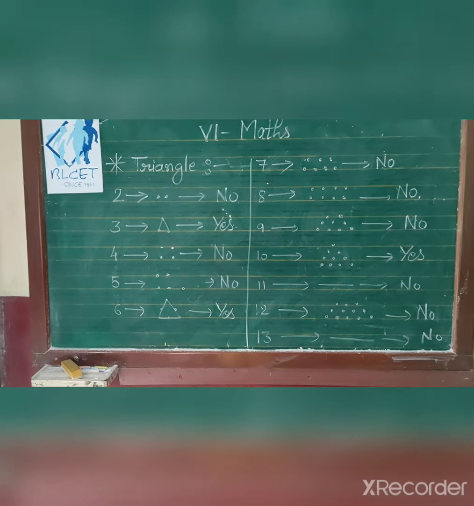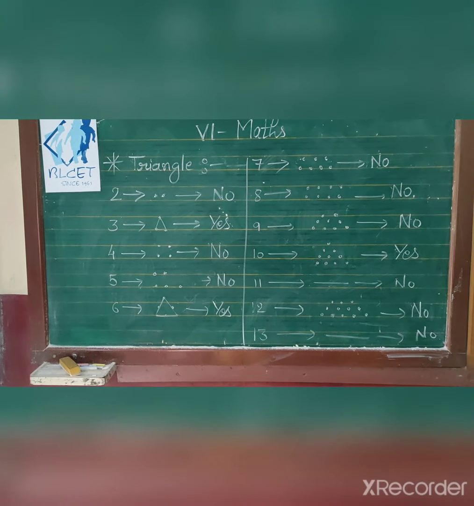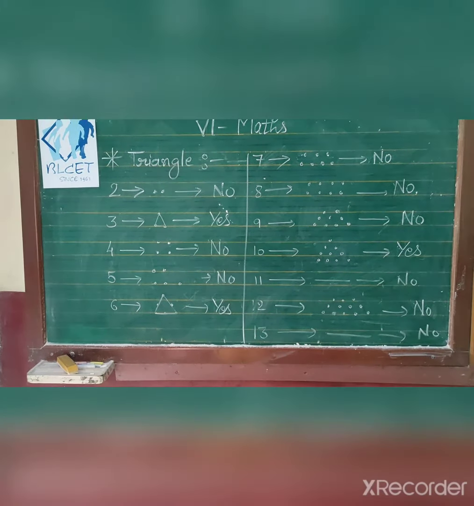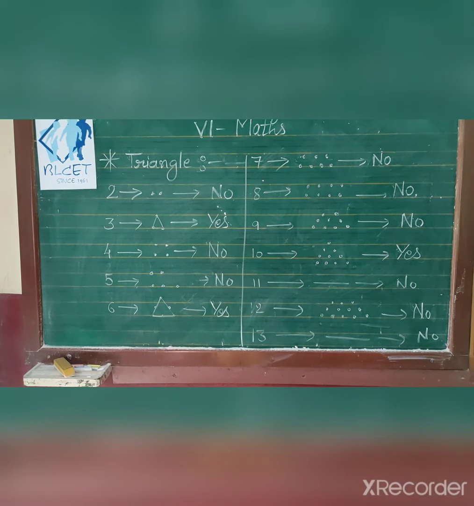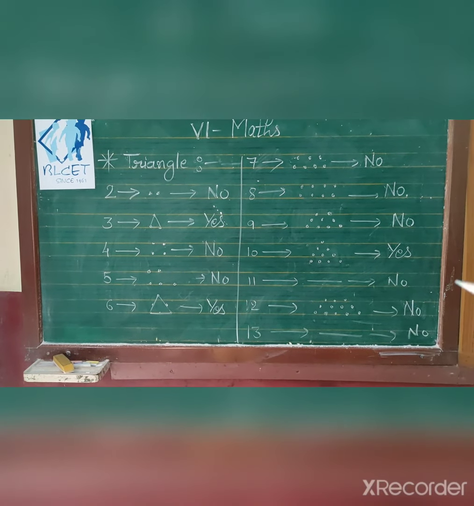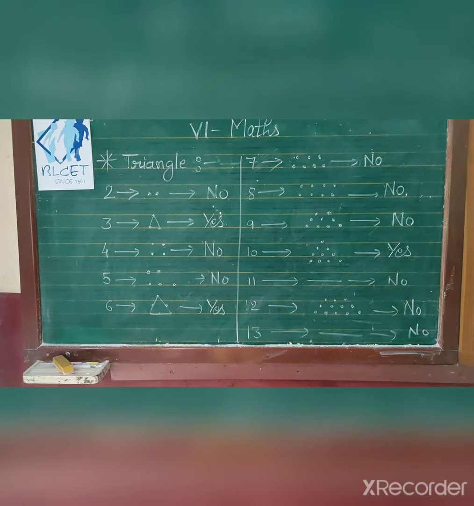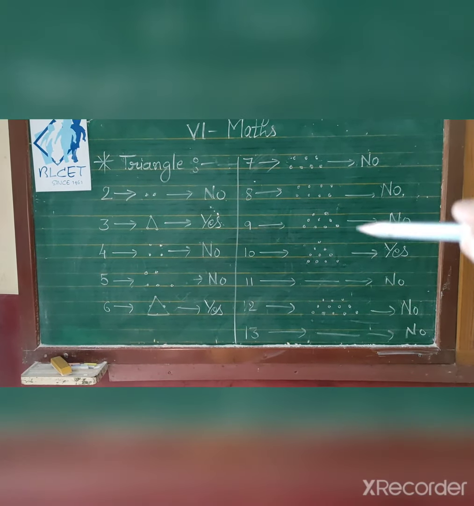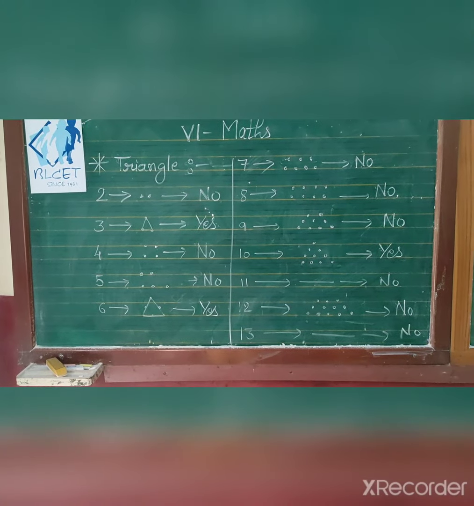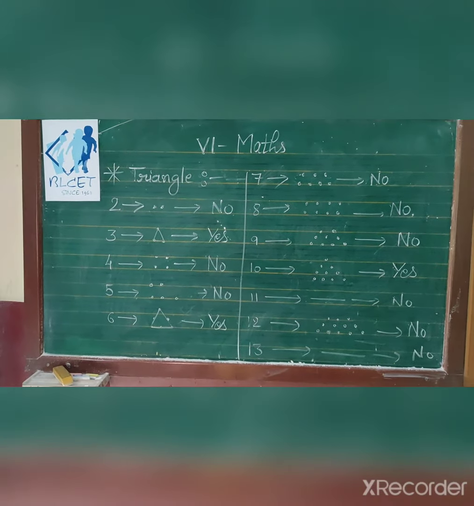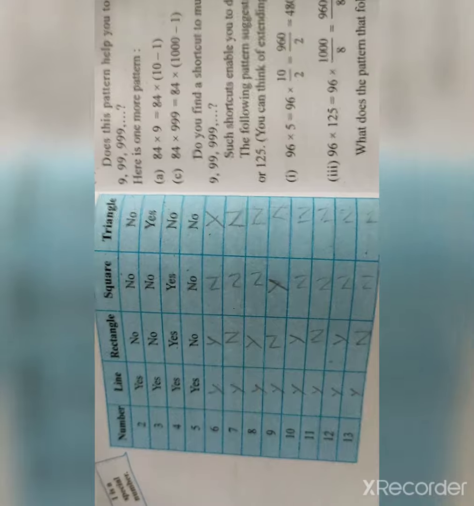So next, which number will form? 3 plus 3 is 6, 6 plus 4 is 10. So next we will add 5. So 15 will form the triangle. For 12, you can see I have arranged it, but it is not forming. 2 dots there and 1 on the top. So definitely 15 will be there. So you will fill in the table.